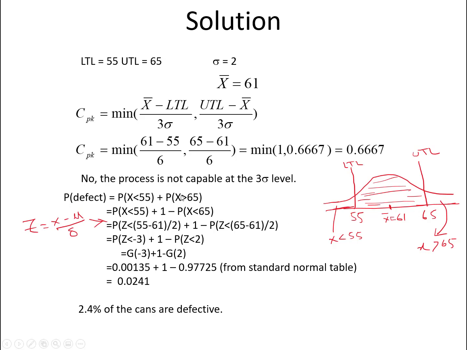So we can easily calculate the probability of defect, which is equal to the probability of x less than 55 plus the probability of x greater than 65. That is why I just wrote x greater than 65, this area, and x less than 55, this area.